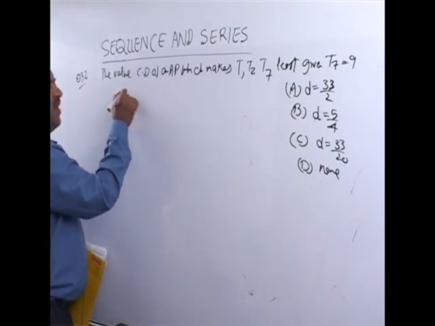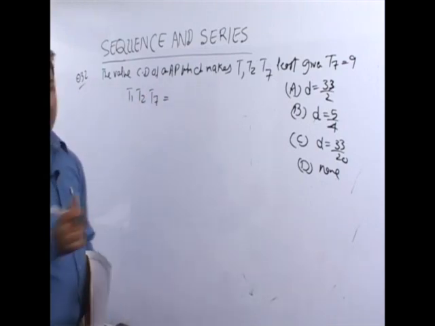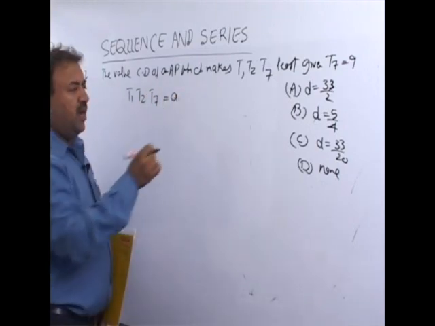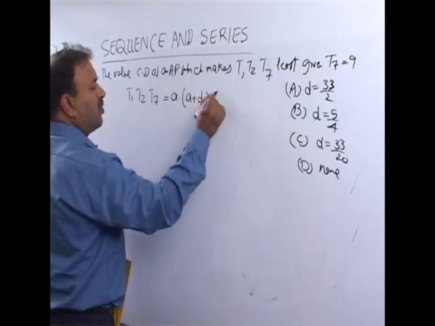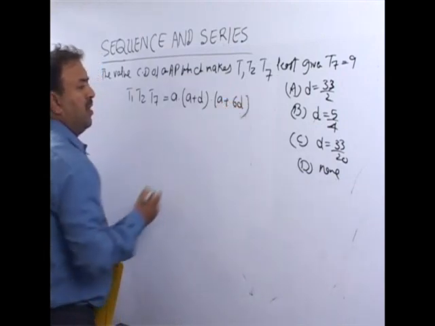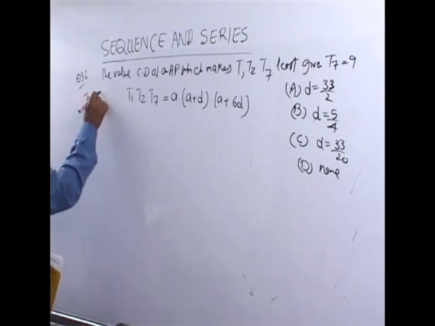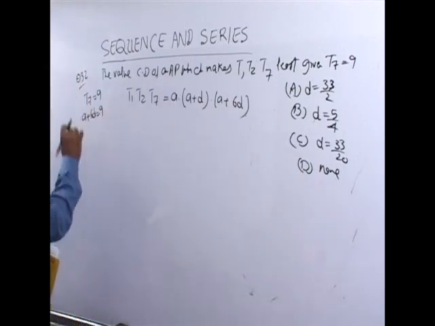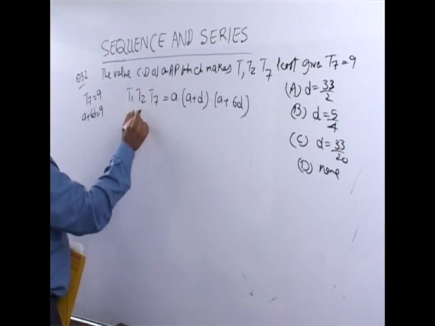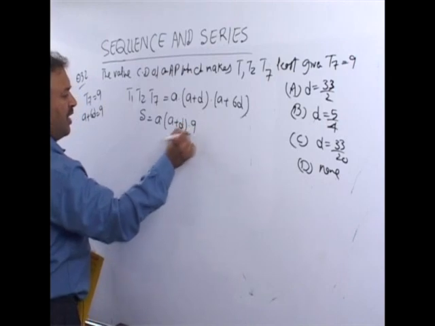So it is T1, T2, T7. T1 is obviously the first term, we write A. T2, the second term, we write A plus D, and T7 comes out to be A plus 6D. Now, we have been given T7 is equal to 9, that means A plus 6D is equal to 9. So in place of A plus 6D, I write 9. Now this product we take as S. S is equal to A into A plus D into 9.